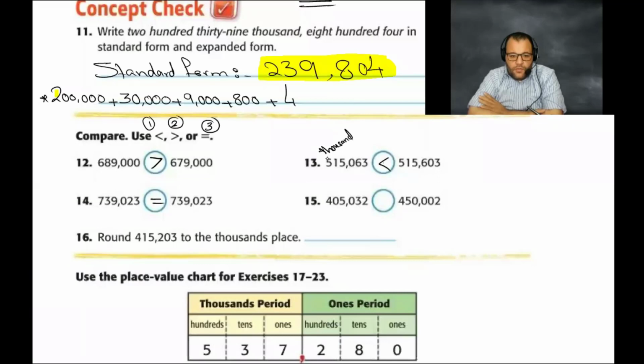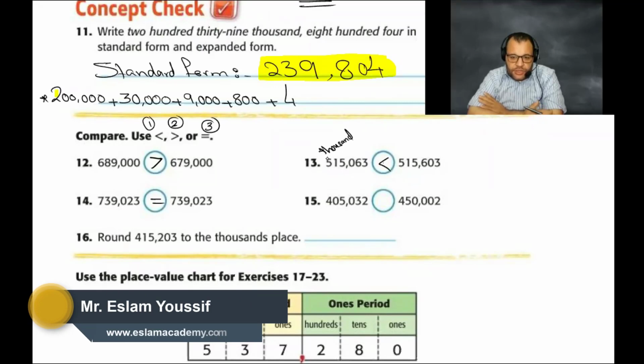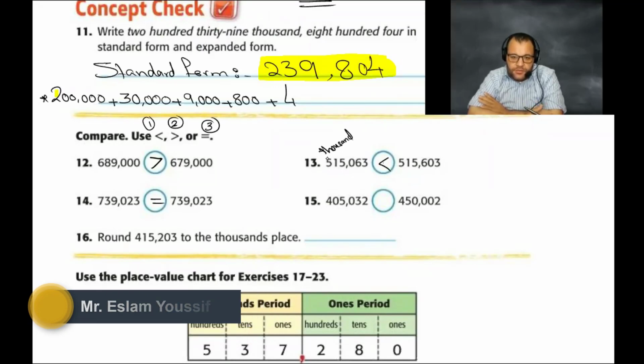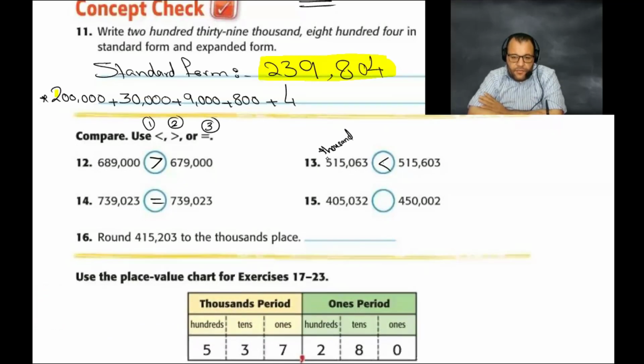405,032 and 450,000. Is it greater than or smaller? I didn't ask you to read. Just what is the answer? Smaller than, greater than, or equal? Number one, number two, or number three? Greater than? Smaller than, like that? Yes. Okay, thanks. So, Taki, can you solve the next question?